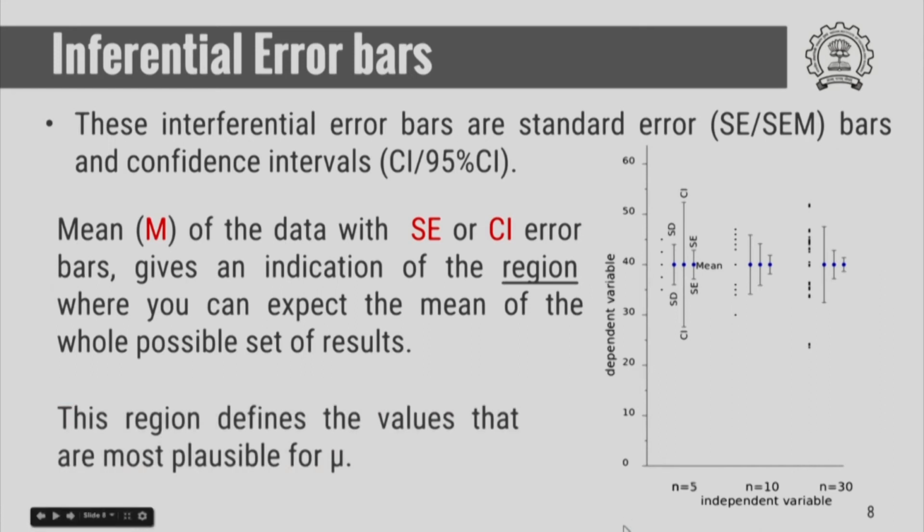The standard error and confidence interval are shown for a set of 5 data points, n equal to 5, in this graph, n equal to 10, that means 10 data points, and n equal to 30 data points. You can clearly see that as you increase your sample size from n equal to 5 to n equal to 10 to n equal to 30, your standard error bar is decreasing, and similarly your confidence interval is decreasing too.